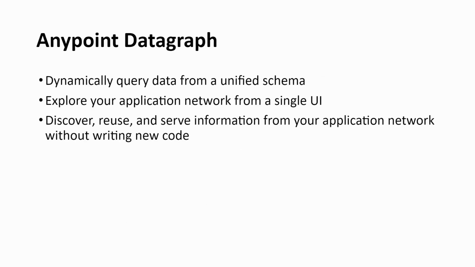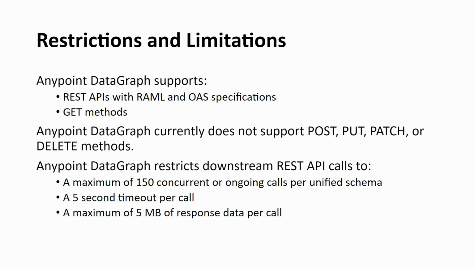There are other capabilities of Anypoint Data Graph. You can dynamically query data from the unified schema. We will see first how we can create a unified schema and then how we can query it. We will also see how we can access Anypoint Data Graph from the public internet using the shared load balancer. Then you can explore your application network from a single UI, and discover, reuse and serve information from the application network without writing new code.